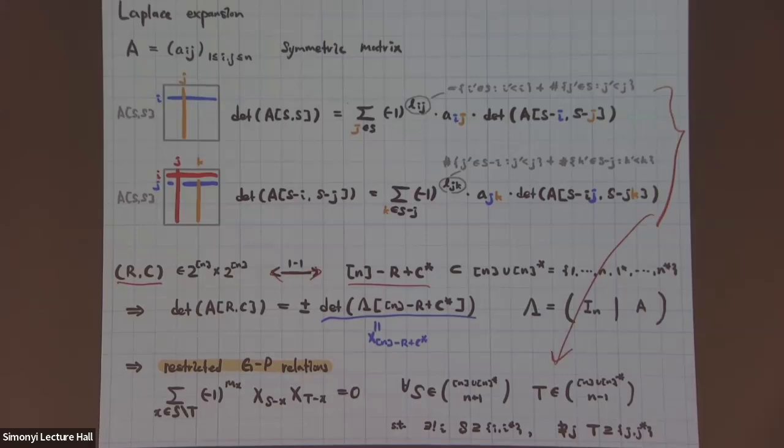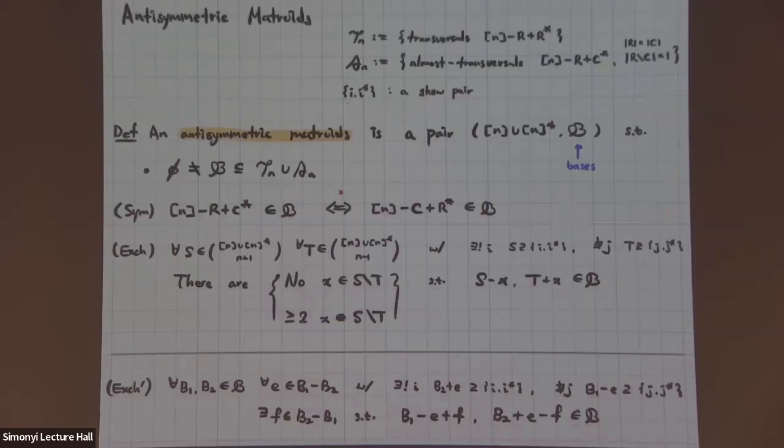Here we assume some additional condition that S contains exactly one element I, so that I and I star together, which was called a skew pair, and T does not contain any skew pair. In this case, you can easily observe that S minus X, T minus X, and T plus X are always principal minors or almost principal minors. Yeah, and then let's do some combinatorics.